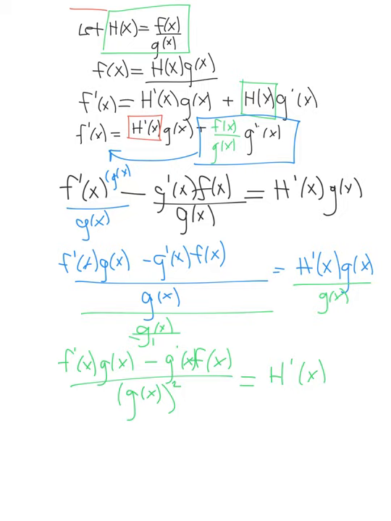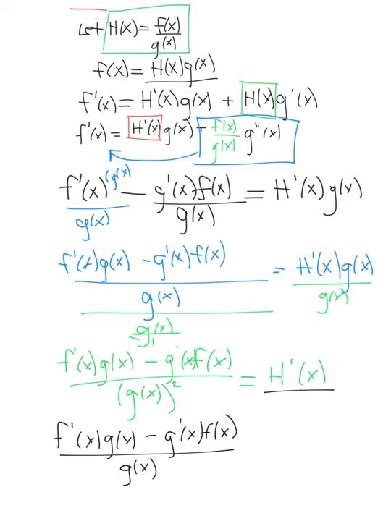And then to finish this off, I can replace this h prime of x with my original f of x over g of x, which is what I let h of x equal in the first place. So f prime of x times g of x, subtract g prime of x, f of x, over g of x squared is equal to f of x over g of x prime.